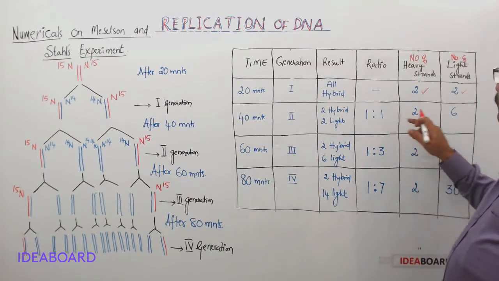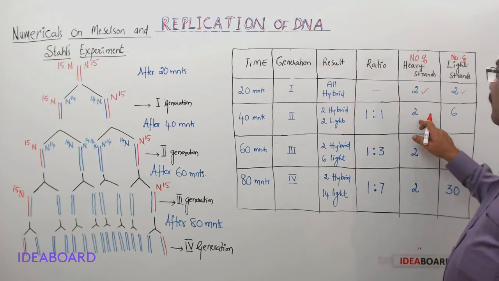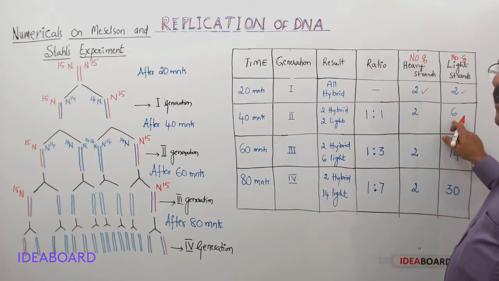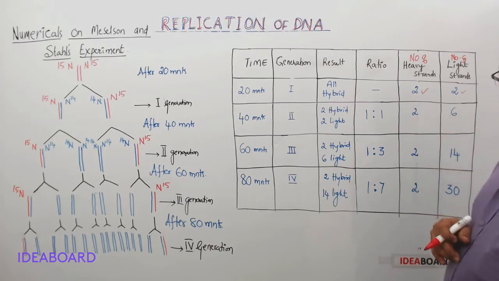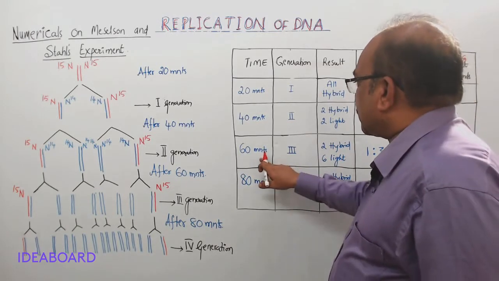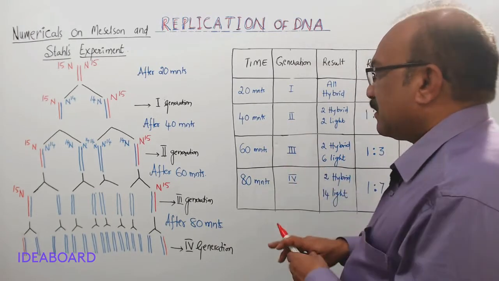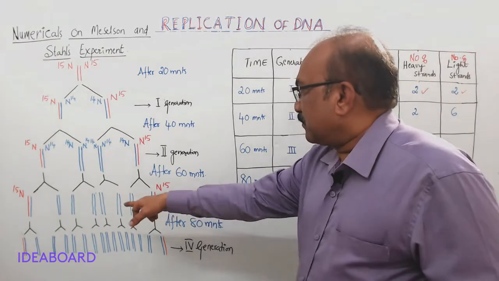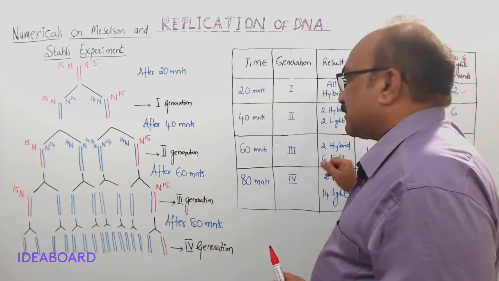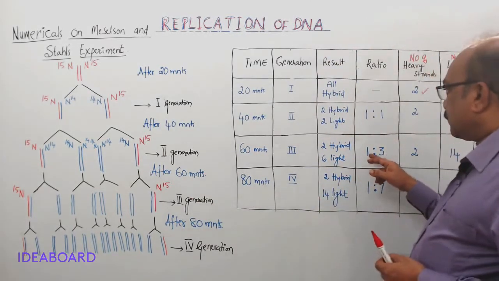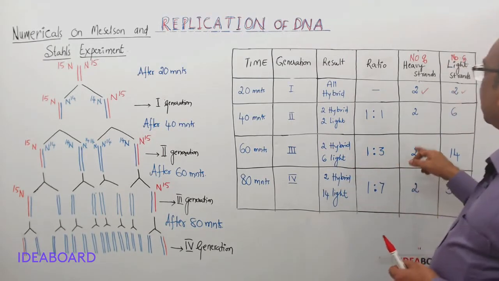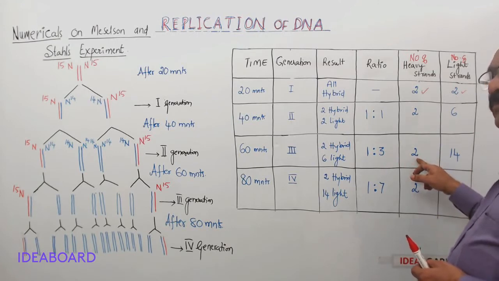And now, how many heavy strands? Two. And how many are light, N14 strands? Six. Like that, after 60 minutes, you will get the third generation. And in the third generation, we will have two hybrids and six light DNA. So what is the ratio? 1:3. And how many heavy strands? Two.